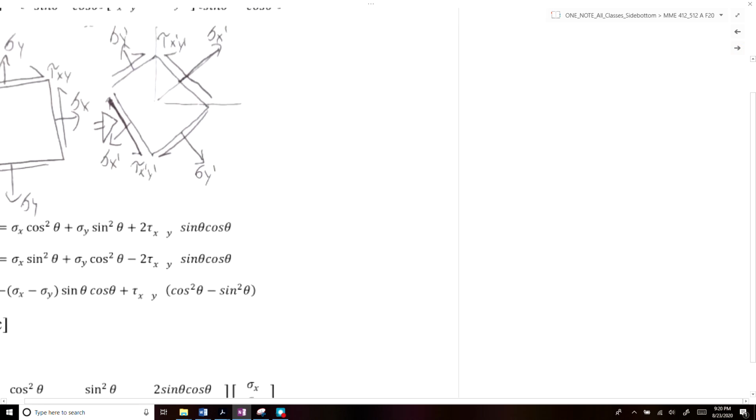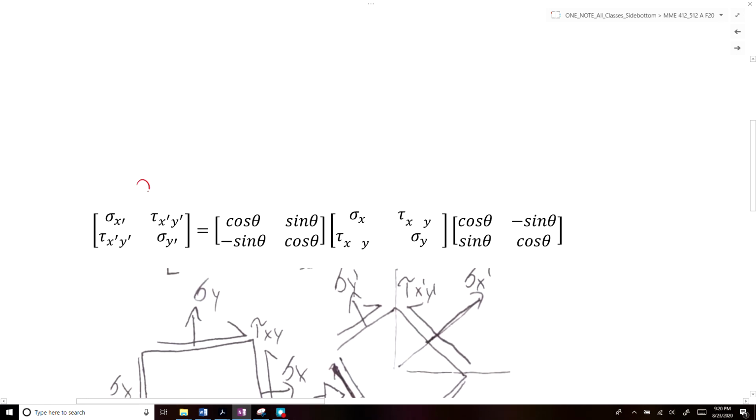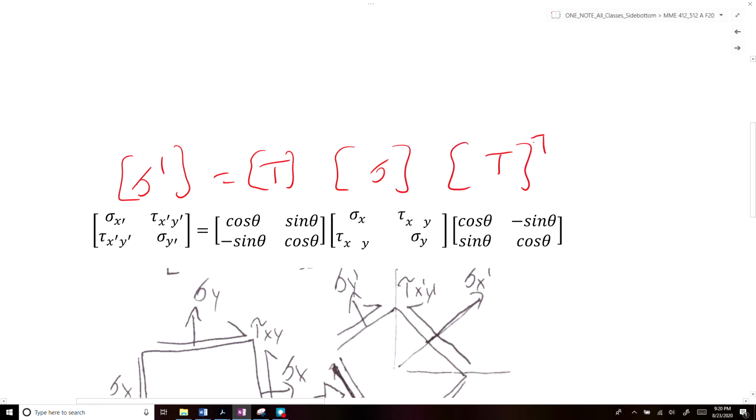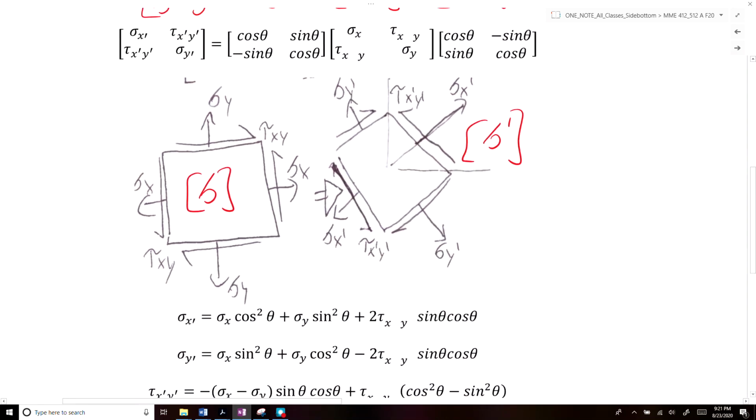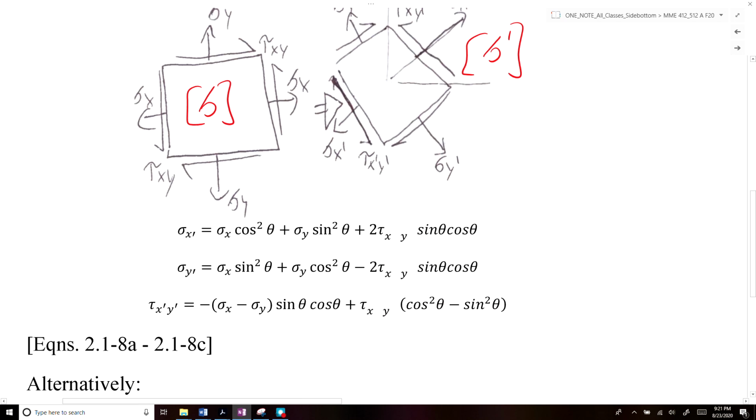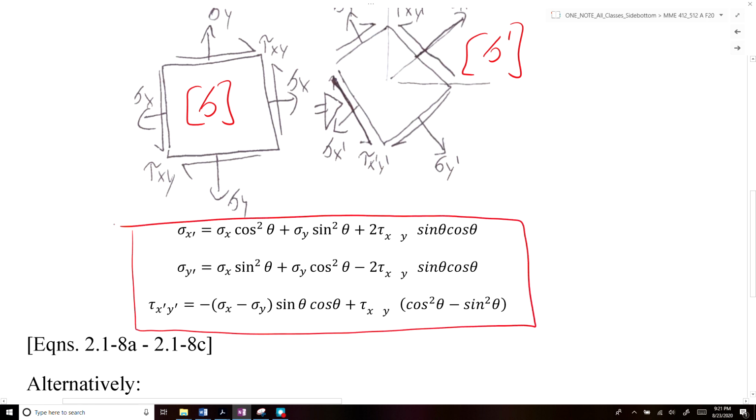So that equation I wrote on the last page is the same equation here. Sigma prime is equal to the transformation matrix times the original state of stress times the transformation matrix transposed. Okay, so just to reiterate, using this equation, we went from our original state of stress, which is defined here, to our new state of stress, sigma prime. You can also, if you don't want to use matrices, use these. If you multiply all those out, you can get these three algebraic equations here for sigma x prime, sigma y prime, and tau x prime y prime.